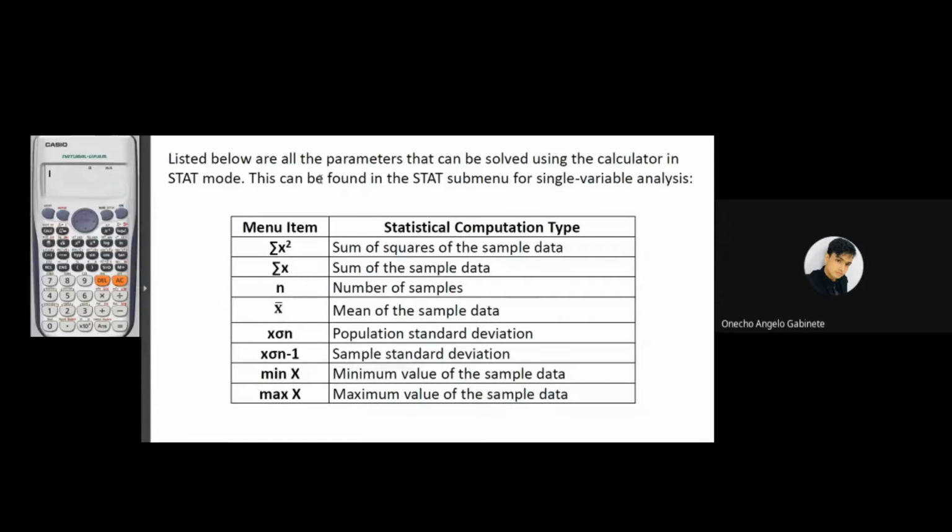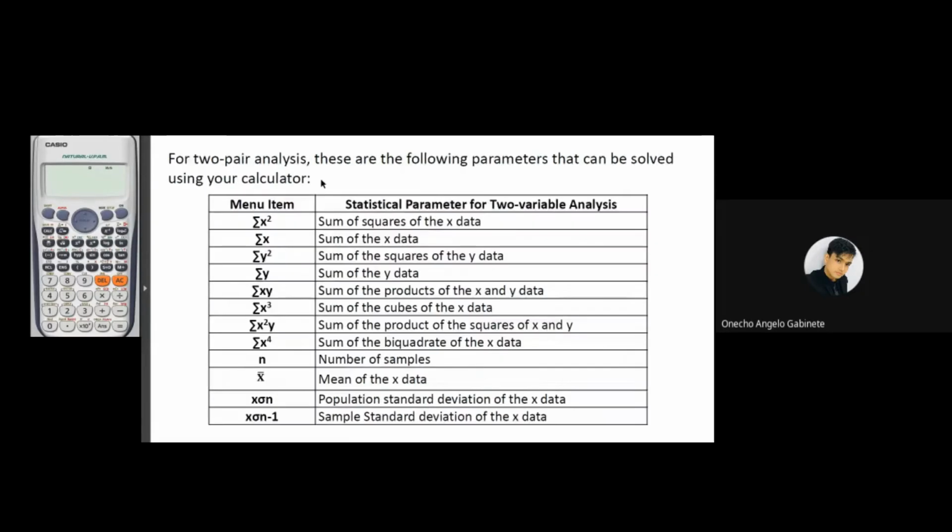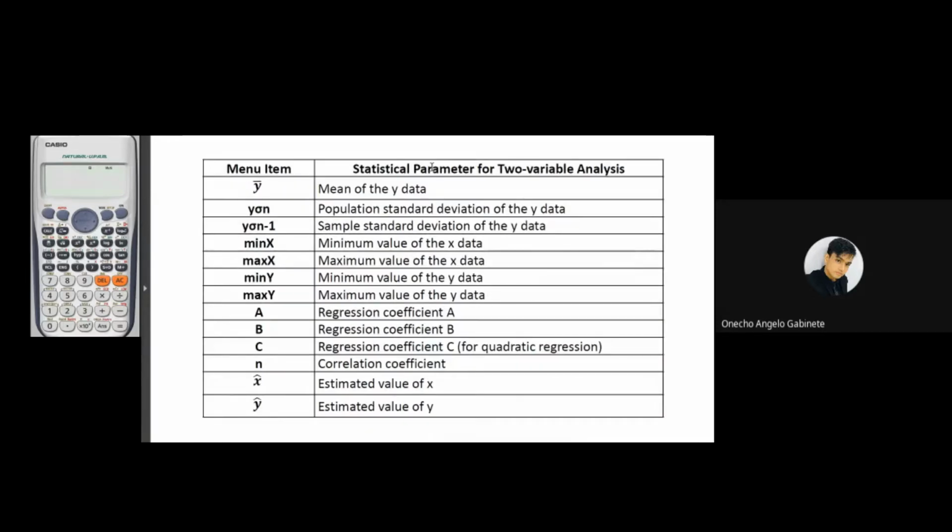So, listed below are all parameters that can be solved using the calculator in stat mode. So, skip po natin ito dahil po ang pag-uusapan po natin mamaya ay complex numbers. So, ito naman po yung para sa two-variable analysis. Ayan, continuation po ng statistical parameter for two-variable analysis.